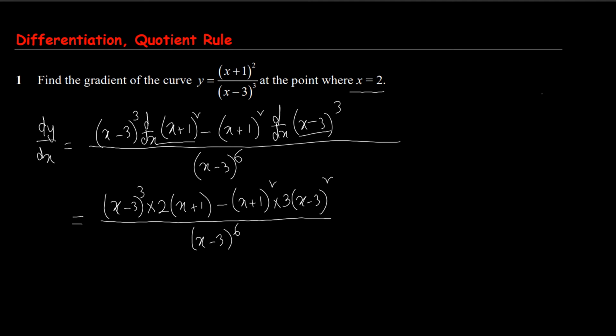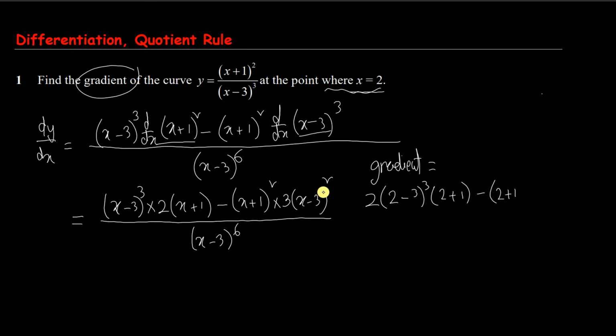They ask at the particular point where x equals 2, asking the gradient. So we can write the gradient now by putting the value x equals 2 into the expression, which gives us (2 minus 3) whole cube, in front of it 2, then (2 plus 1), then minus (2 plus 1) squared, in front of it let me write 3, then (2 minus 3) whole squared, divided by (2 minus 3) to the power 6.